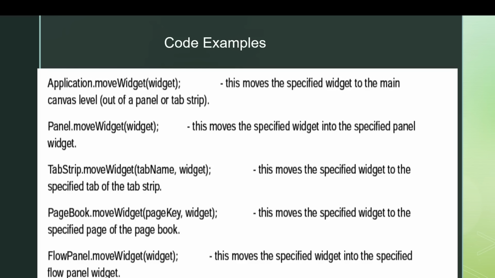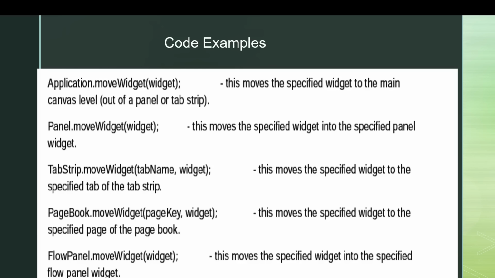First of all, if we want to move a widget into the main canvas level, we will use application dot move widget. In this command we will pass the widget as a parameter. Next is panel dot move widget. It means if we want to move a widget into any panel, we will use this command, and in this way we can move our widget to the panel. Next is tab strip dot move widget.